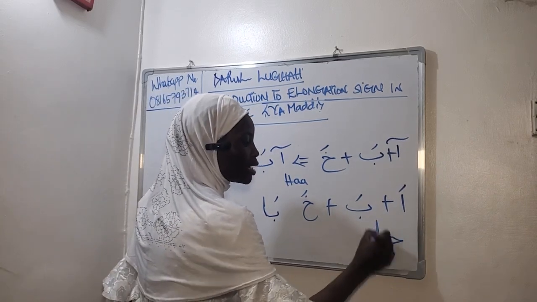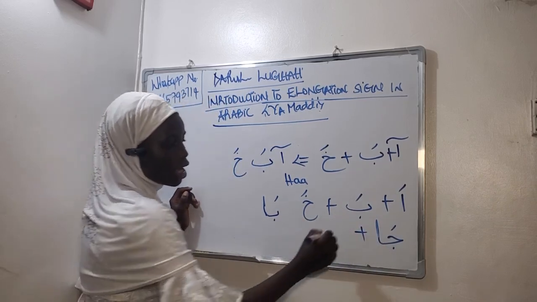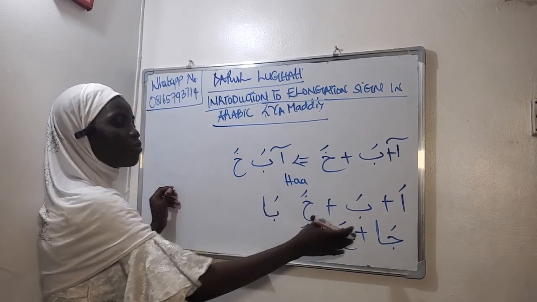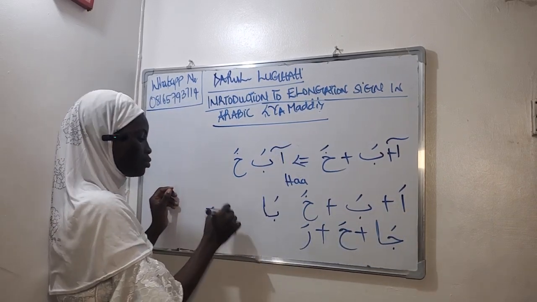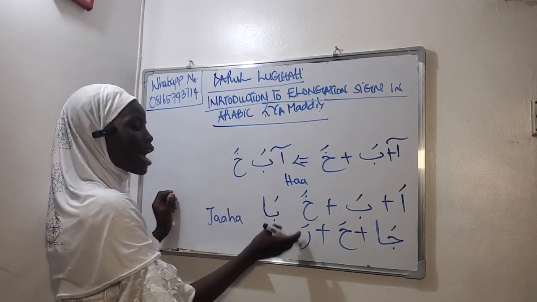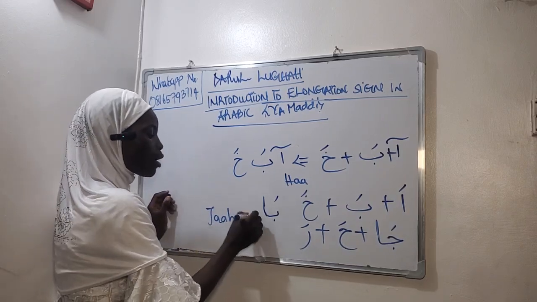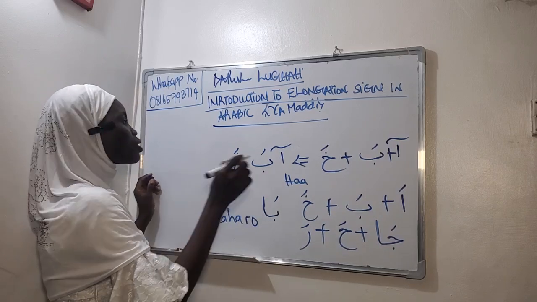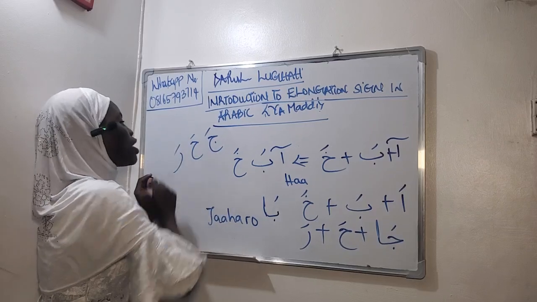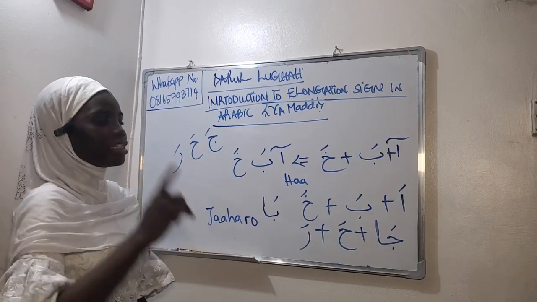We have Jim Fatia Alif Maddi, Ja, plus Ha Fatia Ha plus Ro Fatia Ro. Jim Fatia Alif Maddi, Ja. Ha Fatia Ha, that's Ja Ha. Then Ro Fatia Ro. There is nothing like Ro Fatia Ra. That's Jaharo. But if you see Jim Fatia Ja without elongation sign, then Ha Fatia Ha, then Ro Fatia Ro, that's Jaharo. There is a difference between the two.